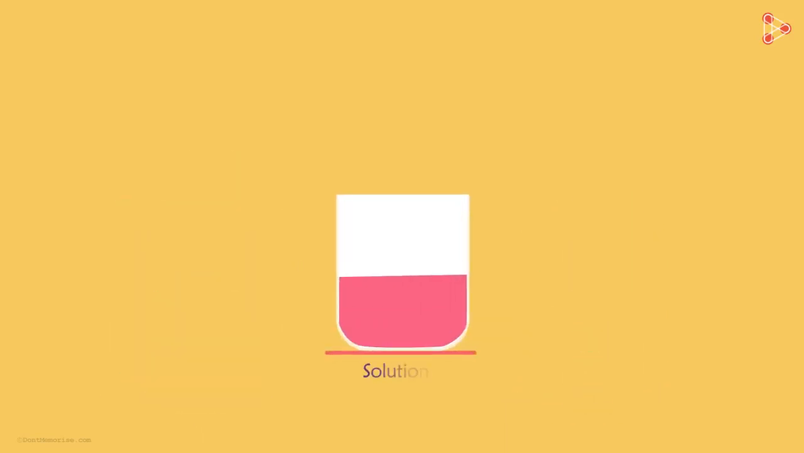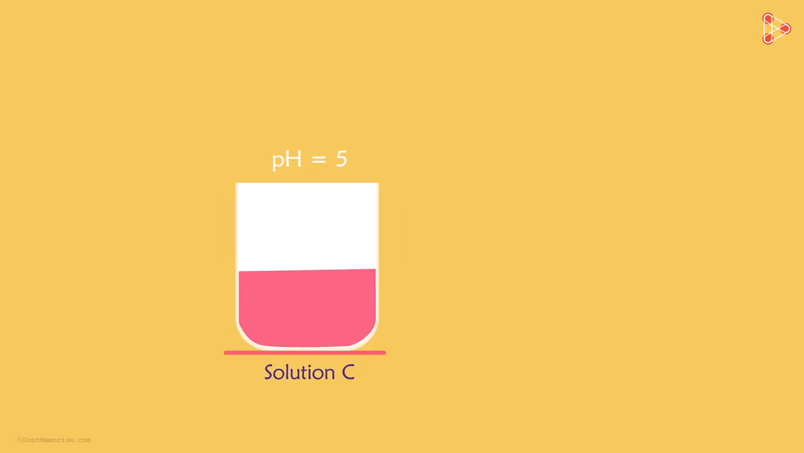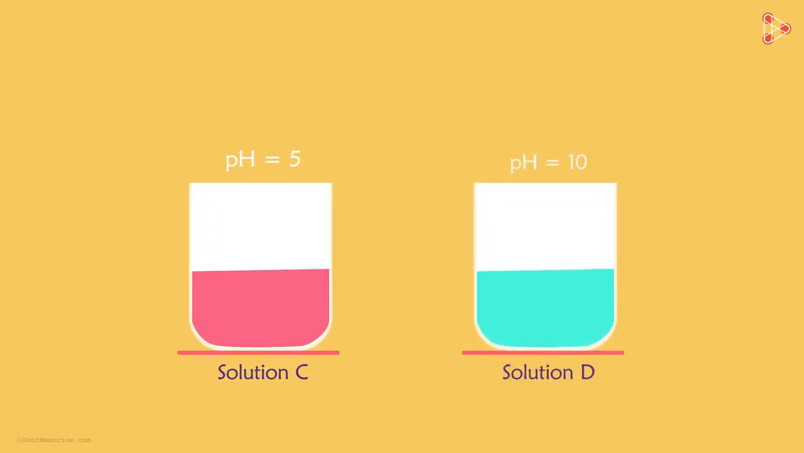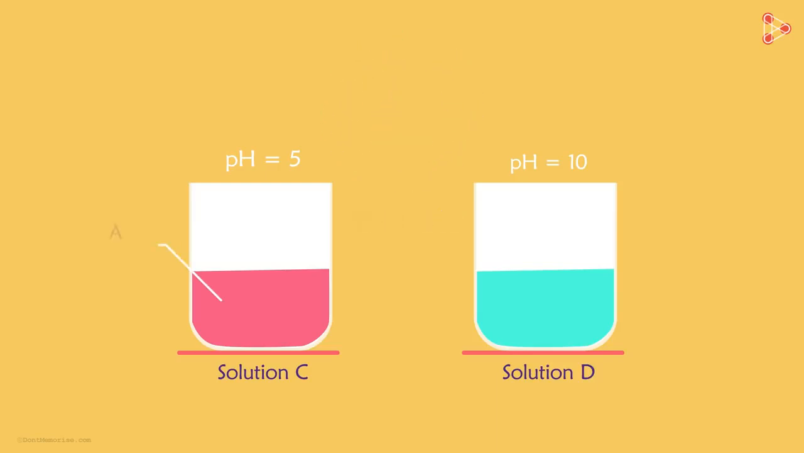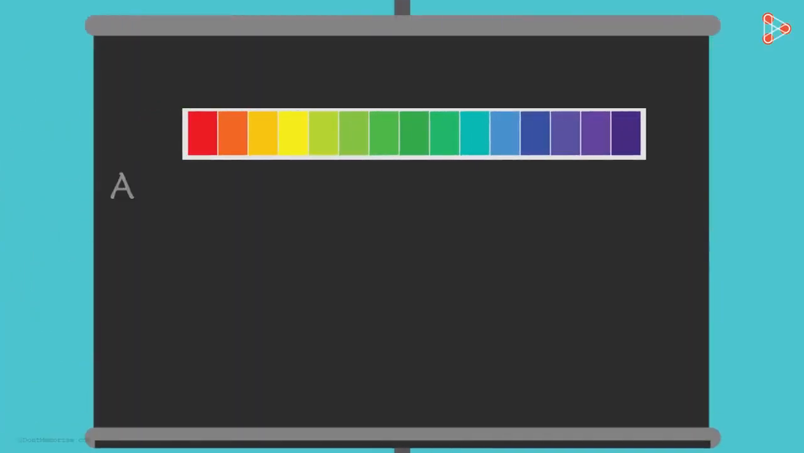Here's another one. Solution C has pH of 5 and solution D has a pH of 10. Which one is more basic? Note that solution C is acidic and solution D is basic. So relatively, solution D is more basic and we can see that its pH is higher too. A good way to remember this is to think of the first two letters of the English alphabet, A and B, acidic on the left and basic on the right.